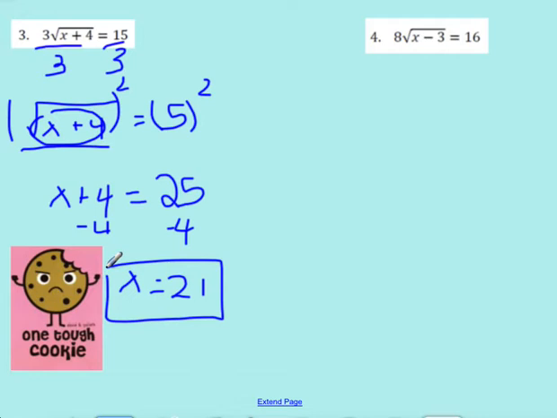Number 4 is going to be the same. I need to get that 8 over to the other side, so I'm going to divide both sides by 8. Then I have that radical completely isolated by itself, and I end up getting 16 divided by 8, which is 2.